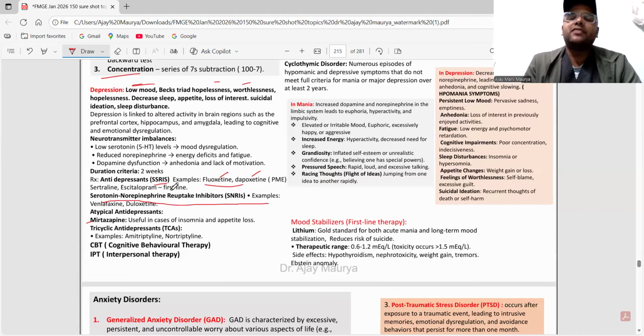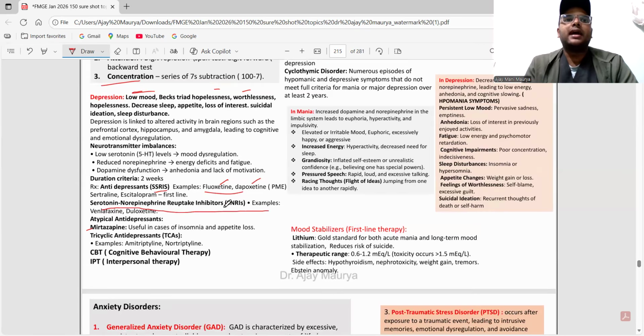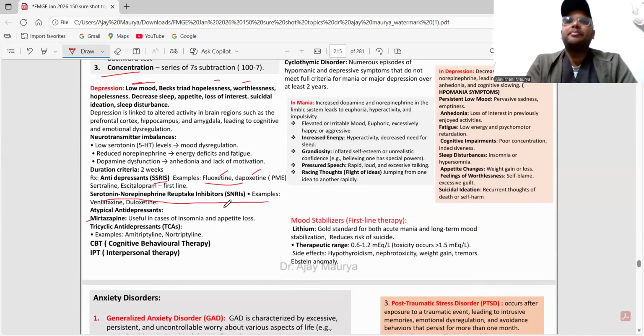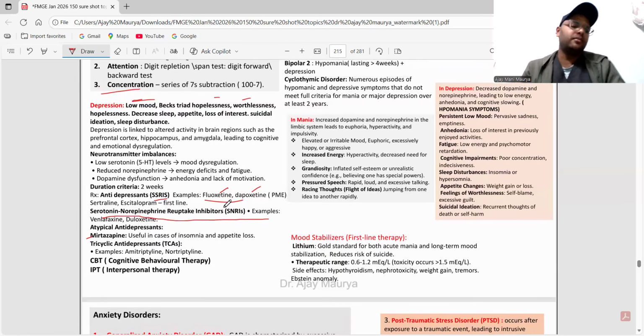Escitalopram is the first line of choice for depression. Okay, now it is important. Also remember the paroxetine. Paroxetine is always contraindicated in pregnancy. Okay, now these are the questions they are going to ask. You have to remember which is the SSRI and which is the SNRI. These are the important things you have to remember. Okay, done.